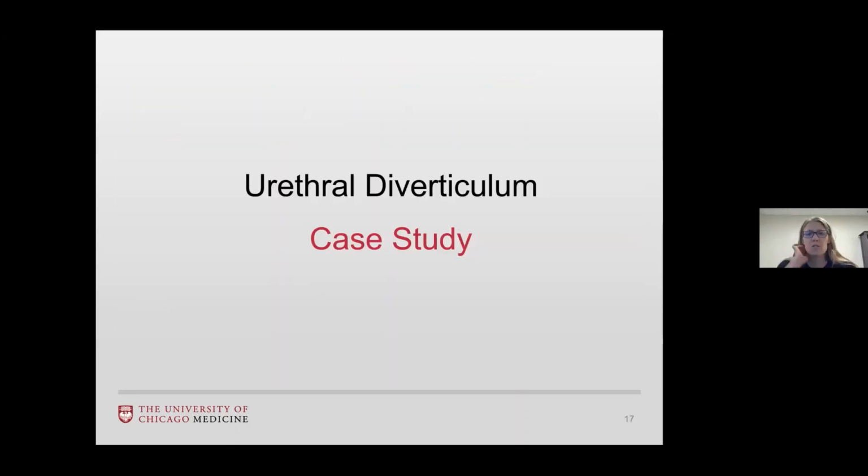So, just to run through, that's the background, and how you work it up, what things look like, the treatments and everything like that. I'm going to go through a case study and take you through one patient that I saw and go through the whole workup together.